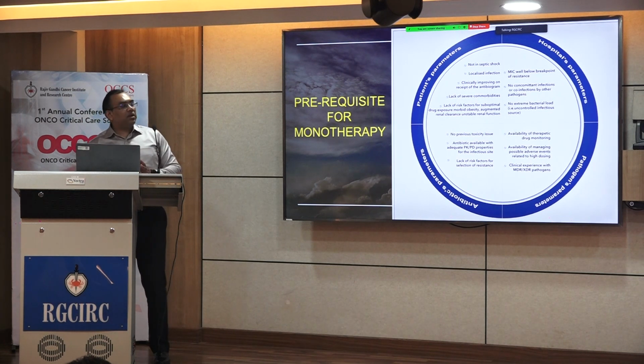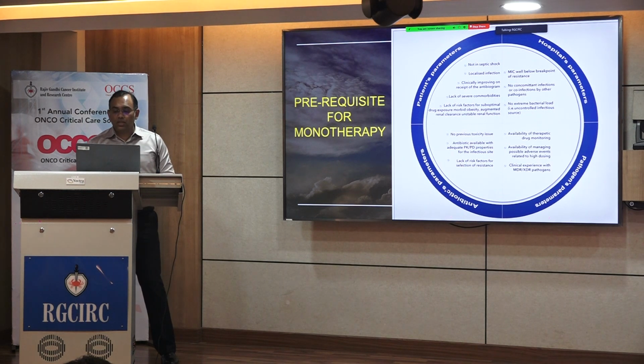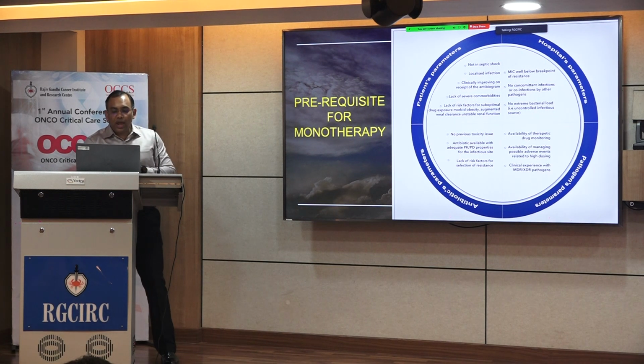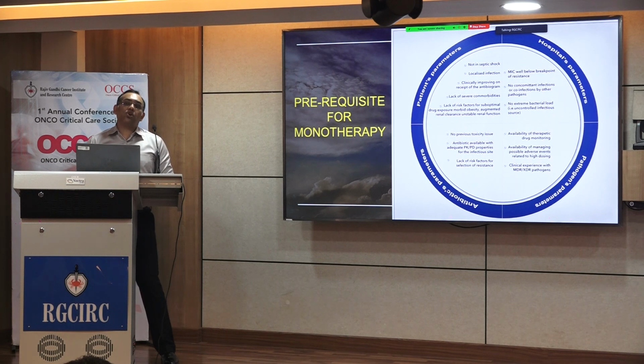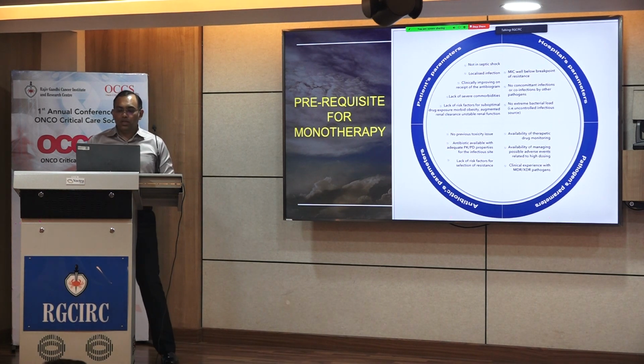If you look at hospital parameters, the MICs should be within the breakpoints. No other concomitant infections should be there, and no extreme bacterial load. When we talk about pathogen parameters, there should be therapeutic drug monitoring availability. The team should be able to manage any adverse effects related to the drug dosing, and be capable of handling MDR and XDR pathogens. When we talk about antibiotic parameters, there should be no previous toxicity issue. You should be aware of how the PK/PD works: will it require a continuous infusion or a bolus dose or frequent dosing? And there should be fewer risk factors for selection of resistance.